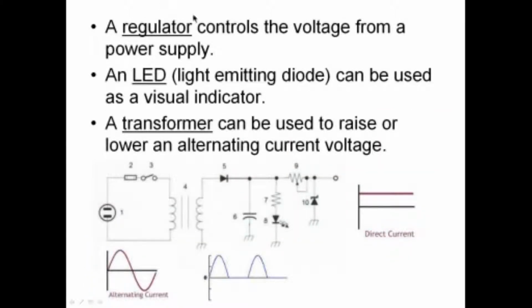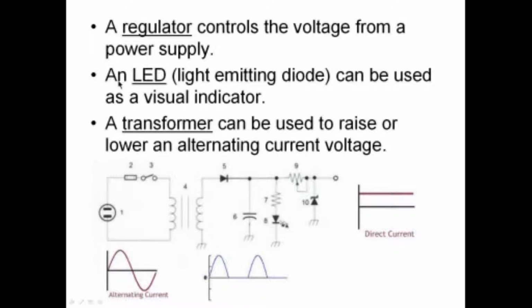Okay, a regulator controls the voltage from a power supply. What it does, it makes the voltage constant. Here's our power supply circuit again. And the regulator is this circuit right here, this resistor and this Zener diode is regulating that voltage so that it remains constant regardless of the load that's placed on the power supply.